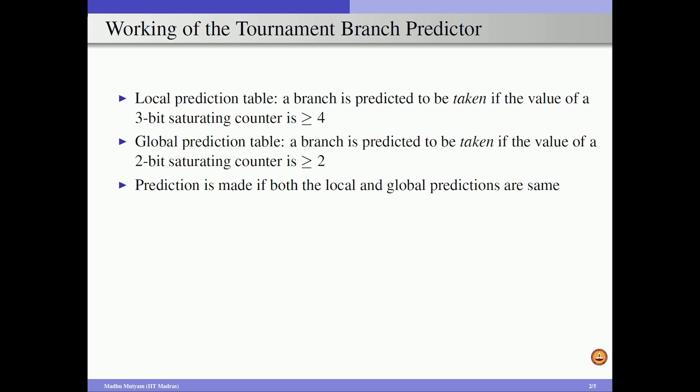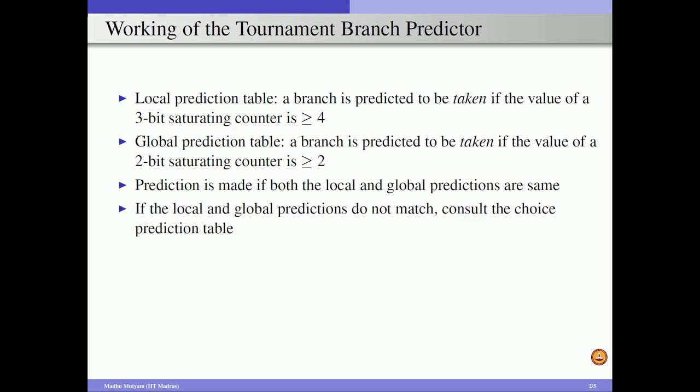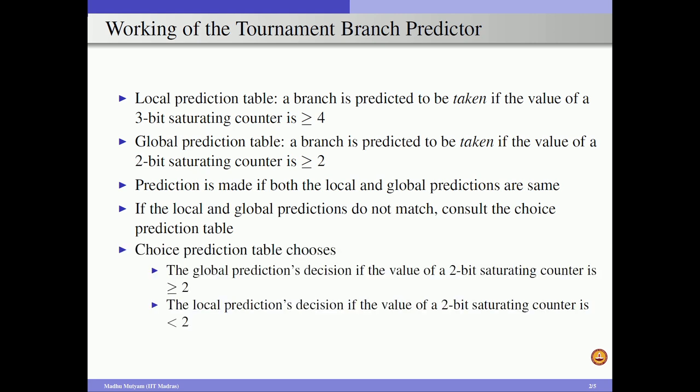If there is a conflict, then we are going to take the help of the choice predictor, and the choice predictor is going to choose the decision from the global prediction table if the value of the 2-bit saturating counter is greater than or equal to 2, otherwise it is going to take the decision from the local prediction table. Having discussed this tournament branch prediction mechanism, now we are going to consider an example to illustrate the effectiveness of this mechanism.